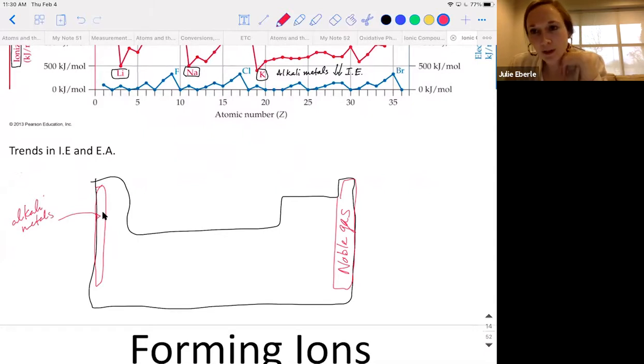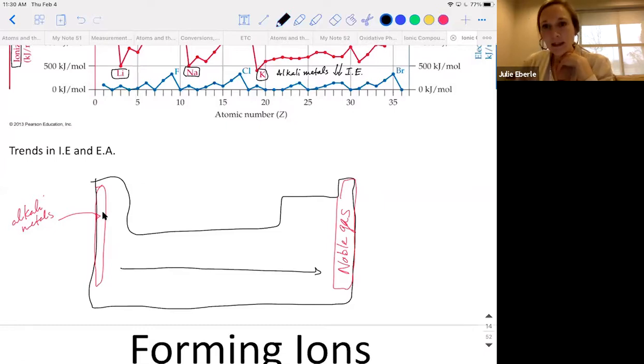So we've got a group on the extreme far left and the group on the extreme far right. If we're drawing an arrow horizontally as you go across from left to right, what happens to ionization energy? Increases or decreases? Increases, yes.